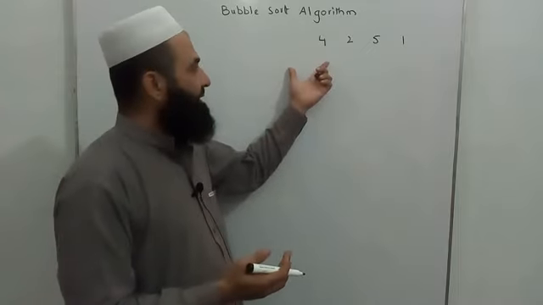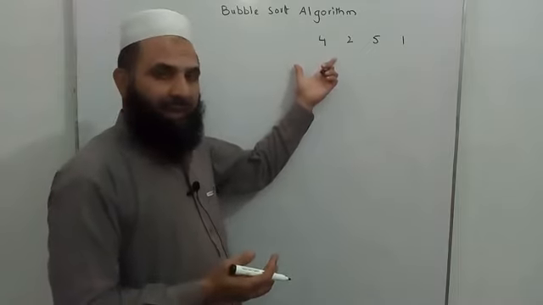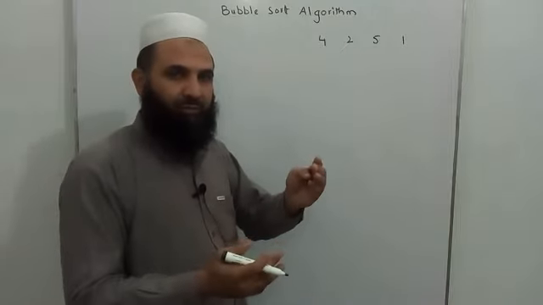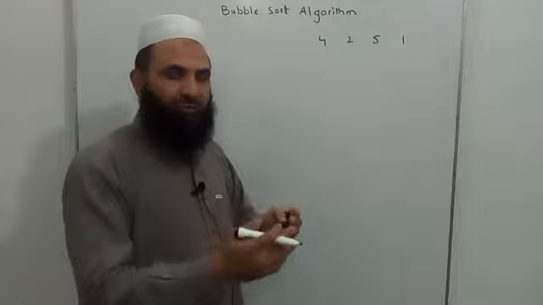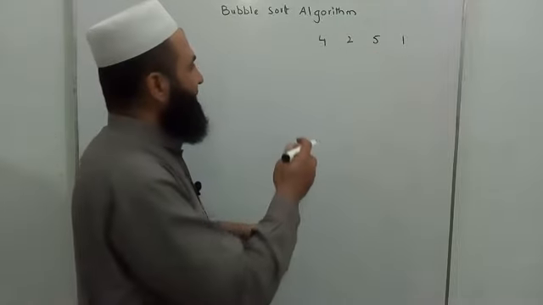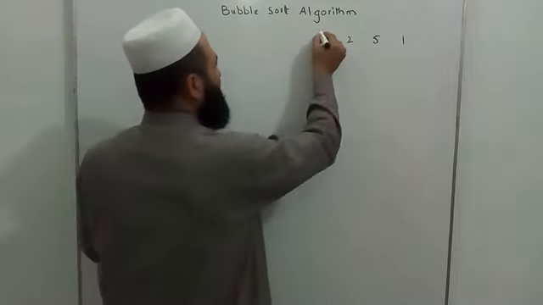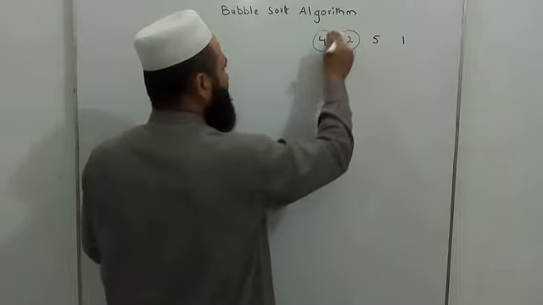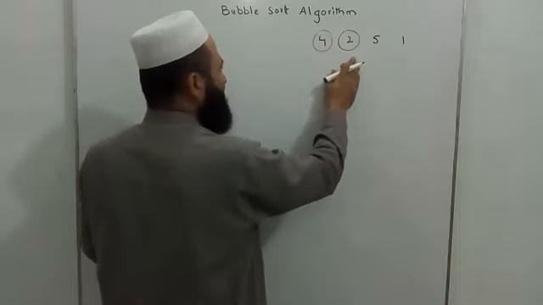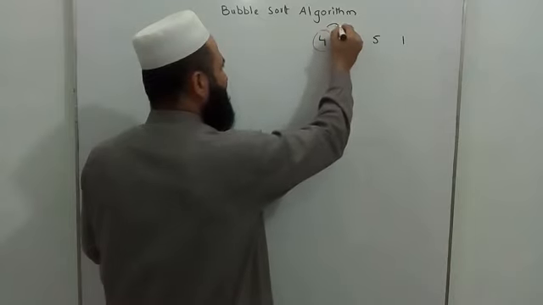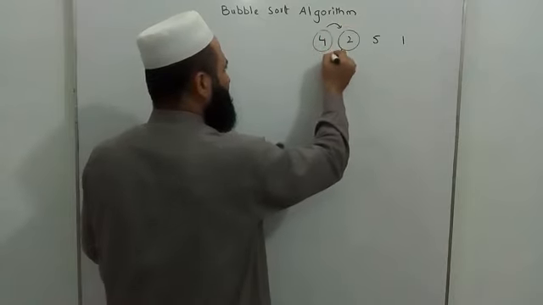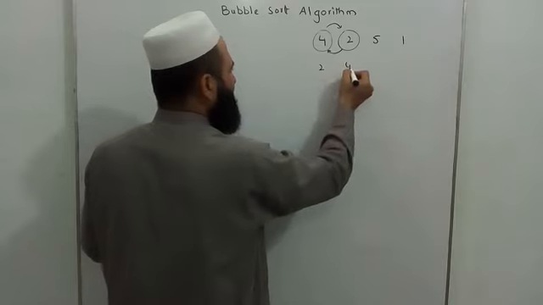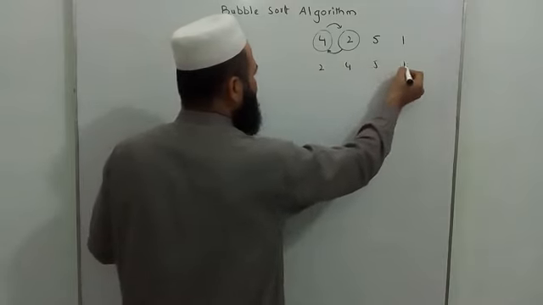If, for example, the first number is greater than the second number, then we will swap the two numbers, and we will continue this process up to the last number. So we will choose the first number and compare it with the second number. As 4 is greater than 2, we will swap the two numbers. Swapping 4 with 2, we get 2, 4, 5 and 1.